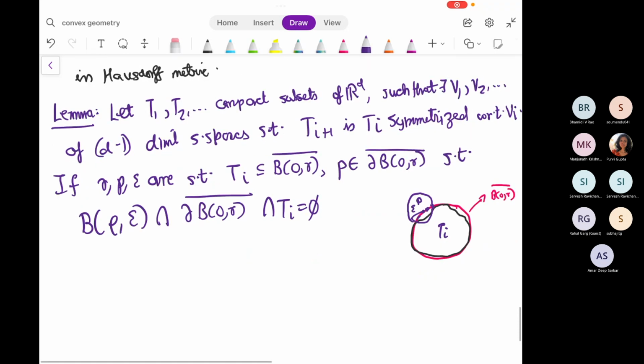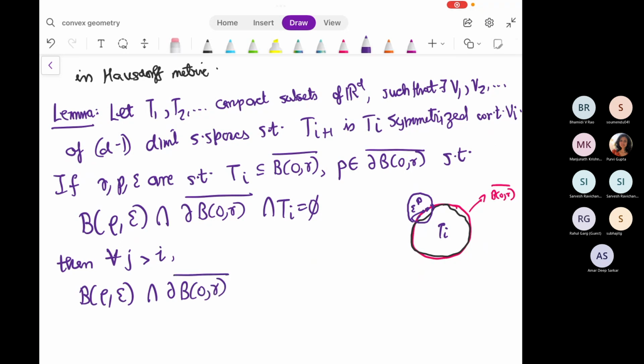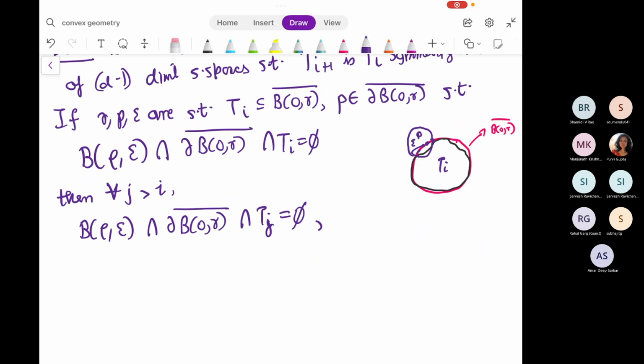If this is assumed, then what will happen is for all j greater than or equal to i, or rather for all j greater than i, excuse me, not only will the same continue to hold, T_j intersected with the ball is empty. Furthermore, the hole that you see here, the lacunae, will be reflected across the symmetric hyperplane as well.